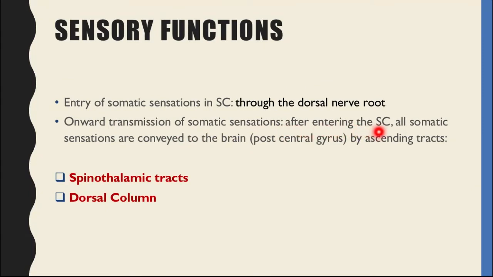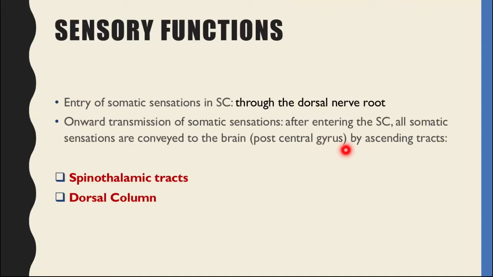After entering the spinal cord, all the somatic sensations are conveyed to the brain, and within the brain there is the post central gyrus, that is the somatotopic organization of the entire body in the cerebral cortex. So, it enters into the spinal cord via the dorsal root, then ascends through these ascending tracts and reaches the post central gyrus, not the posterior, post central gyrus, that part of the cerebral cortex.